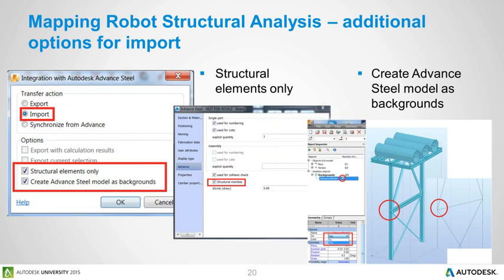Create Advanced Model as background becomes available when you select Import or Synchronize from Advanced for the transfer action. The background displays the geometry of the Advanced Steel model from the recent transfer. It allows you to track differences in the model geometry between the original model as defined in Advanced Steel and changes you just made to it in Robot. The display of the background can be switched on and off in Robot in the way shown on this slide.